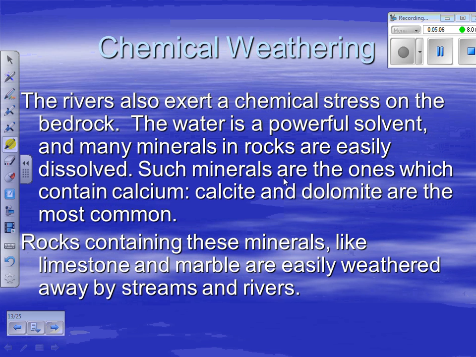Chemical weathering. The rivers also exert a chemical stress on the bedrock. The water is a powerful solvent, and many minerals and rocks are easily dissolved. Such minerals are the ones which contain calcium. Calcite and dolomite are the most common. Rocks containing these minerals, like limestone and marble, are easily weathered away by the streams and rivers.